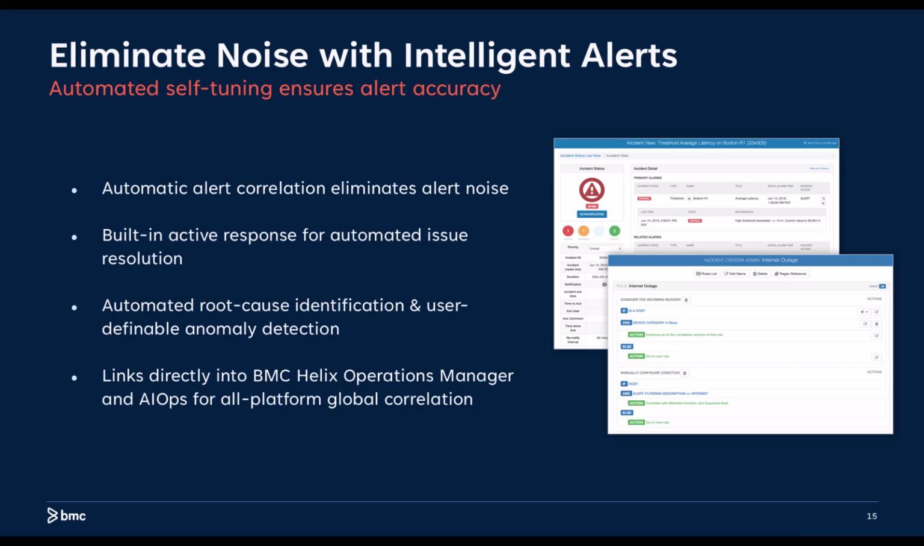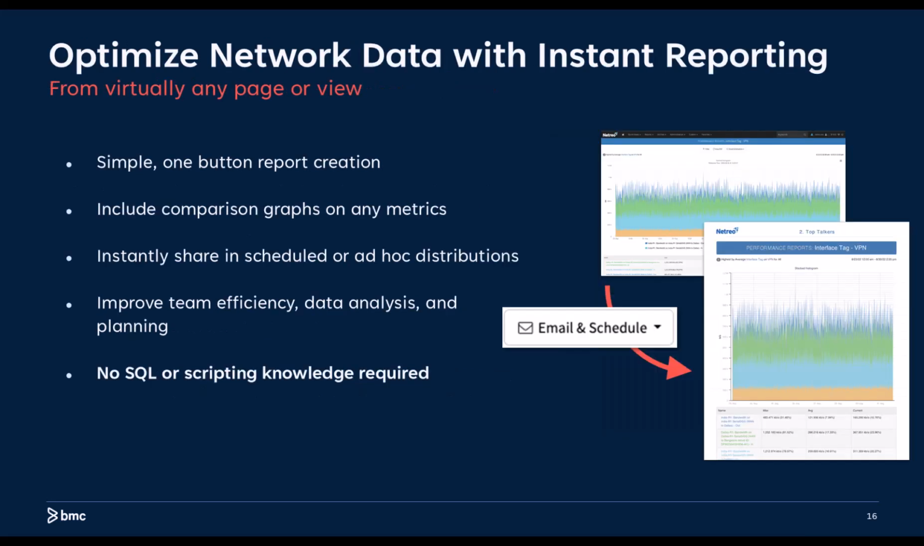These events then are generated from the Netreo system and fed up into the larger BMC Helix Operations Manager platform. So then we get the AI-based correlation on top of all of that, including the data and events coming from other platforms or even from third-party applications. So we've still got that true enterprise-wide event correlation and automated root cause analysis beyond just what you're getting from the network layer.